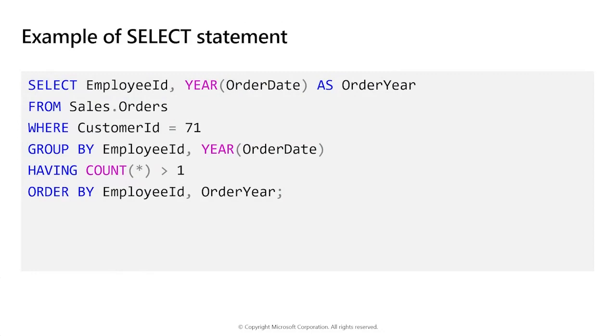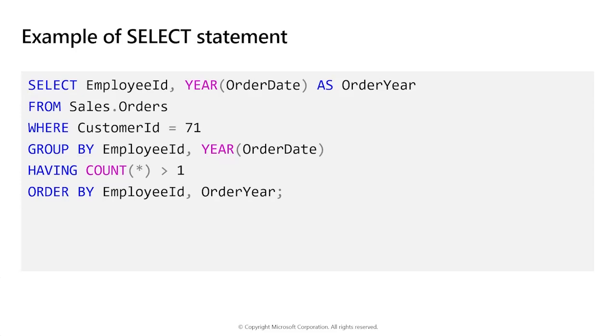Now, if we take a look at an example of a select statement, in basic English, this query or this statement is essentially saying find the employees who served customer 71 at least once and rank them by the employee number. Now in SQL, what I want to do is retrieve data from the orders table in the sales database, and this is specified from the from statement.